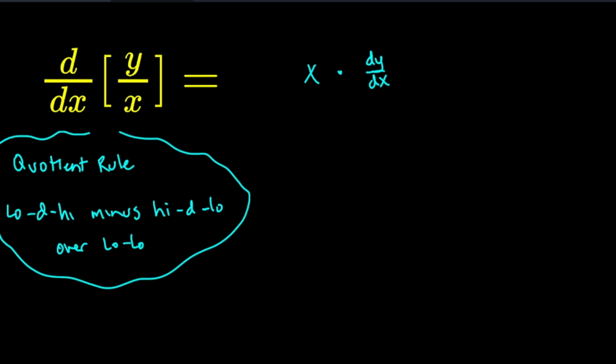Continuing this little mnemonic, it has a minus. And then high d low. So high is the top, so just y. D low is the derivative of the bottom. So the derivative of x with respect to x is 1. And then over means divide the whole thing by. Low low means take the denominator and square it. So we have x and we're squaring it. Again, I won't simplify this anymore.